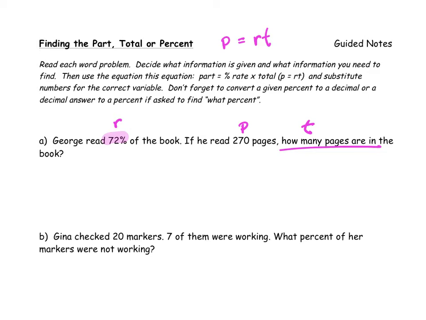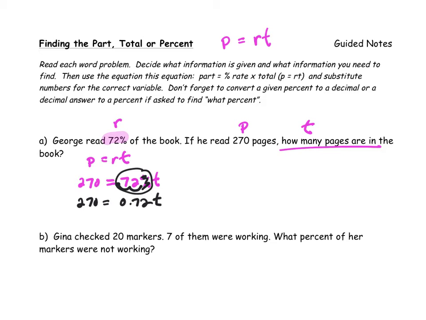So we're going to start with our part equals rate times total. We do know the part in this one, so we're going to write down 270. That's the part of the book that he read. He read 72% of the total, and the total is what we don't know. So before we can continue, we must convert this to a decimal. So 270 equals 0.72. You're going to divide by 100, or once again, if you want the shortcut, you can just scoot it back 2 places to the left.